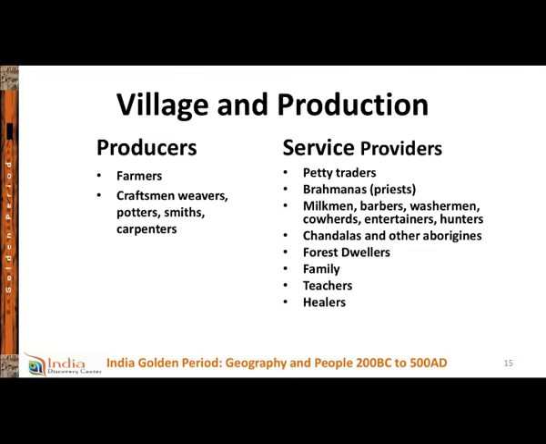Producers were farmers, craftsmen, weavers, potters. And this list is very important because it weighs producers against providers. If you look at the producers, they're a small number and the providers are a large number. So this society was able to feed themselves.